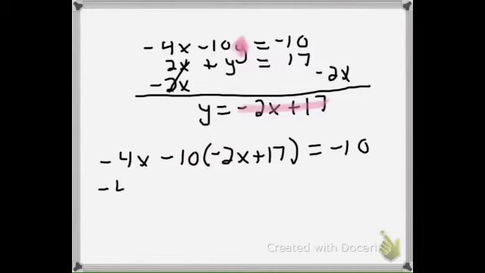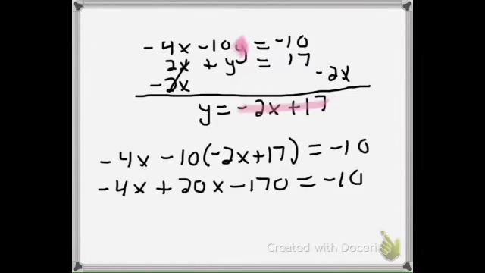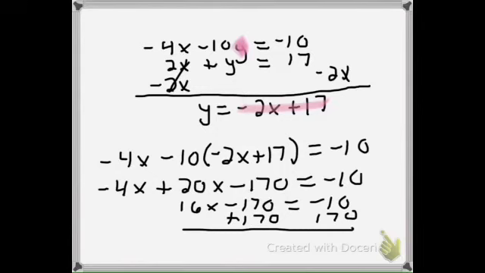So now negative 4x, and now I'm multiplying negative 10 times negative 2. That would be positive 20x. I'm going to multiply negative 10 times 17. It's going to give me negative 170 equals negative 10. Now I'm going to combine the like terms. These are like terms. If you added negative 4x and positive 20x, you're going to get 16x minus 170 equals negative 10. Now I'll add 170 to both sides so that I'm trying to get the variable x by itself.